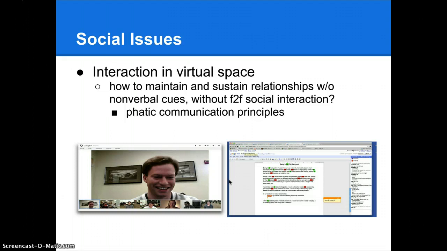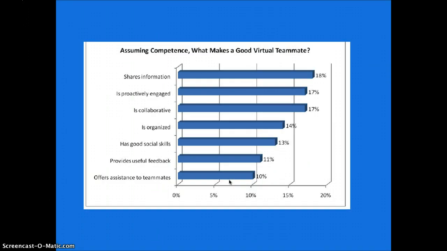Also, something came up in one of the readings, and I thought this was a really telling graphic of what makes a good virtual teammate: one who shares information, one who's engaged, collaborative, organized, has good social skills, provides useful feedback, and offers assistance to teammates. And it's interesting how this is distributed.